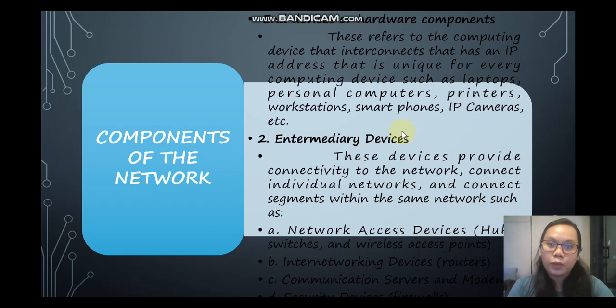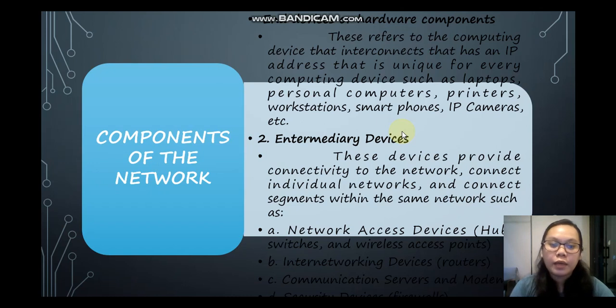Components of the network: devices or hardware components. This refers to the computing devices that interconnect, each with an IP address that is unique for every computing device, such as laptops, personal computers, printers, workstations, smartphones, IP cameras, etc.